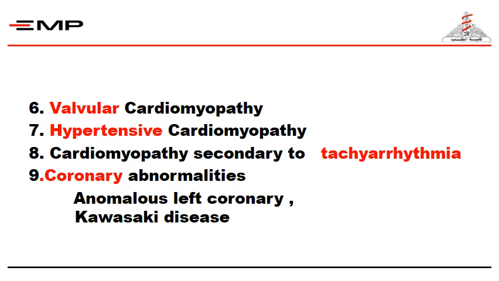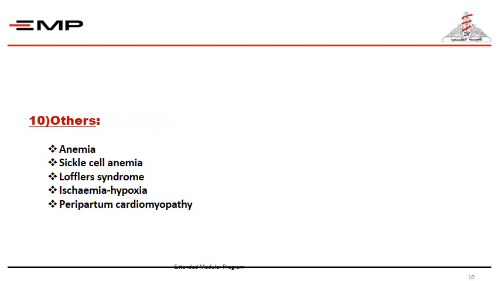Cardiomyopathy secondary to a tachyarrhythmia, a tachycardia that persistently affects the myocardium, and in children they cannot stand tachycardia, particularly infants, because their heart is already beating rapidly, so a tachyarrhythmia might lead to a cardiomyopathy. Coronary abnormalities like the anomalous left coronary can lead to cardiomyopathy. That's a congenital anomaly. And Kawasaki disease is an acquired illness whose causative agent is actually not known, and it leads to coronary aneurysms. Coronary aneurysms can lead to myocardial infarction or ischemia and cardiomyopathy.